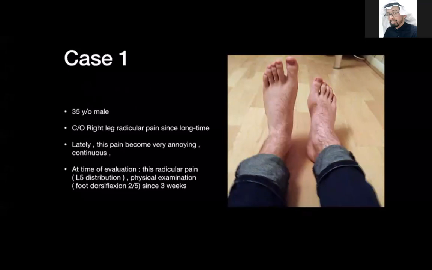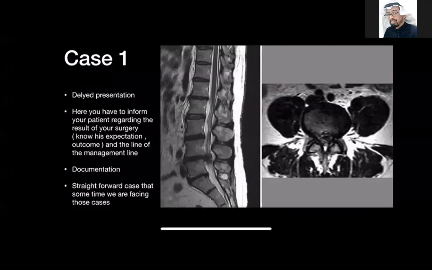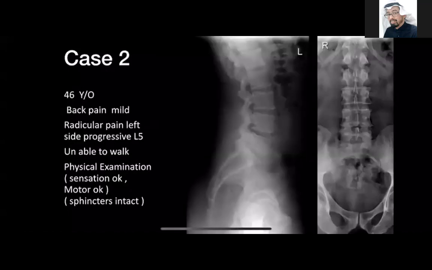It is a 35-year-old male patient complaining of right leg radicular pain for a long time. Lately, the pain became very severe. At the time of evaluation, this radicular pain was in the L5 distribution. On physical examination, foot dorsiflexion is 2 out of 5, which, as I mentioned, has been present for 3 weeks. This is a delayed presentation. For this case, the important thing is to discuss with the patient the outcome of surgery and explain what is expected from it, and then explain the line of management for this problem. So documentation is important in this scenario. Let's move on to the second case.